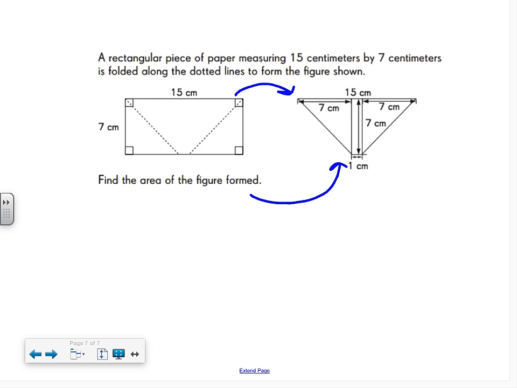Now, the same thing as before. I'm realizing that if you're folding it, you must be getting rid of these two sides. So if I'm taking away a part, what I would do is figure out the area of the whole thing first. The area of this is length times width, which is 105. So the original area is 105 centimeters squared, okay?